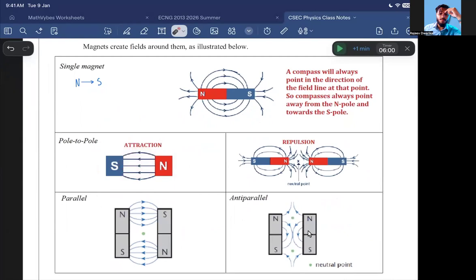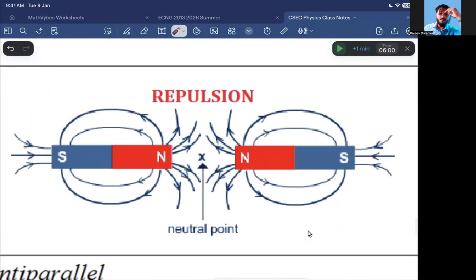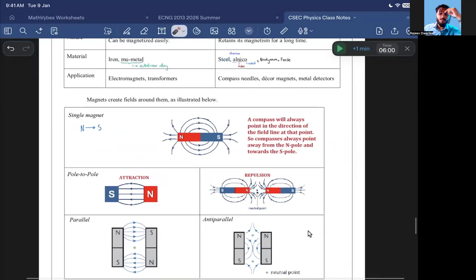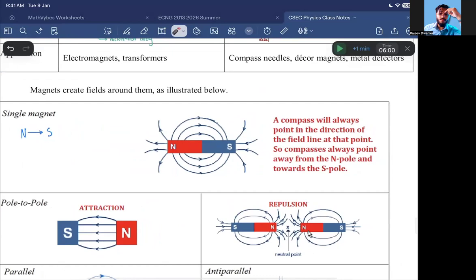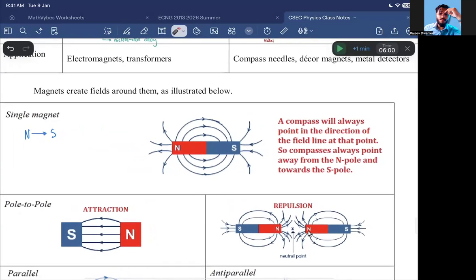If you had repulsion, it would actually look like this. You'd have a neutral point. So, Zachary, it would repel at this instance, and you'd have a neutral point. That's repulsion. I'd like you guys to copy this down fast. You'll need to know how the magnetic field lines behave for a magnet.